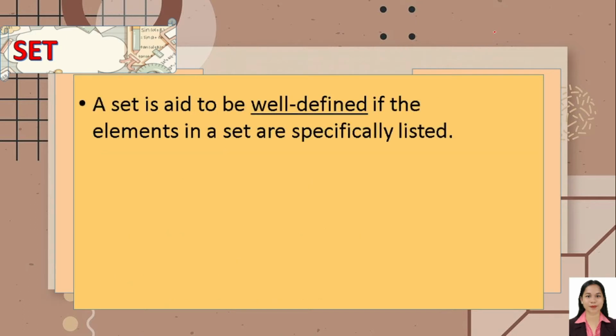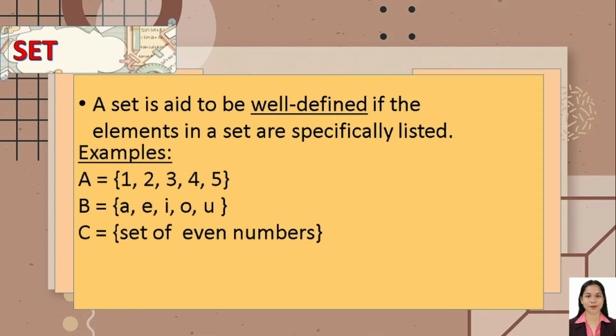A set is said to be well-defined if the elements in the set are specifically listed. For example, set A has the elements 1, 2, 3, 4, 5. So there are 5 elements. These are the counting numbers from 1 to 5. And set B is my example earlier, the vowel letters in the alphabet. So there are also 5 elements, the same number of elements as in set A.